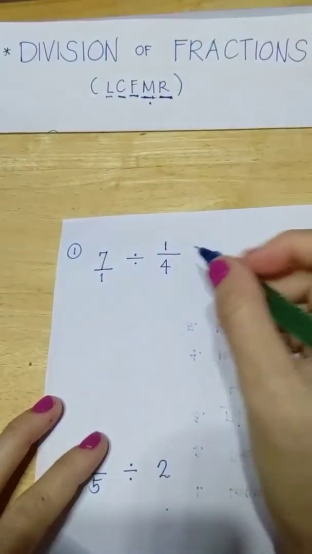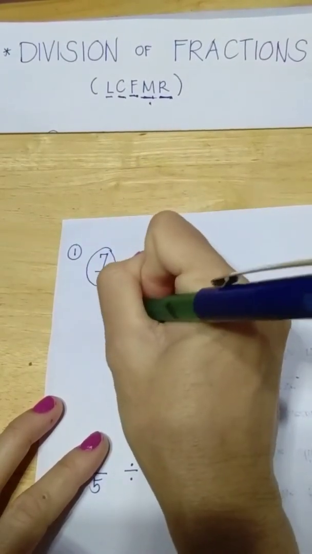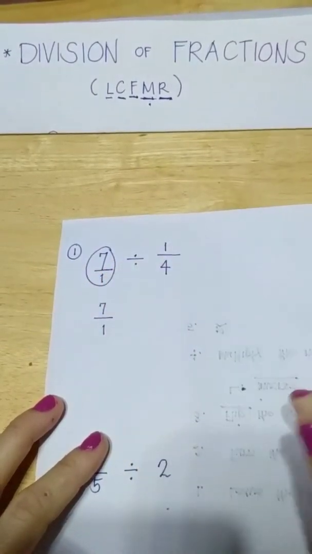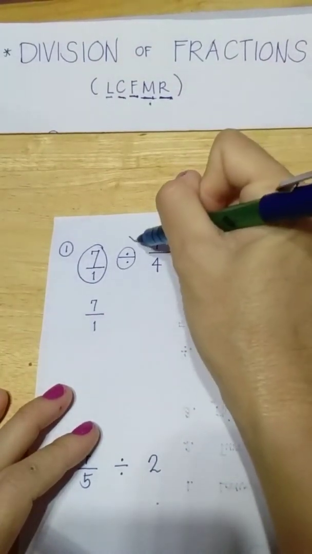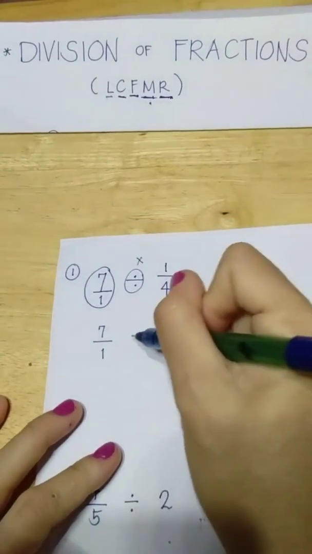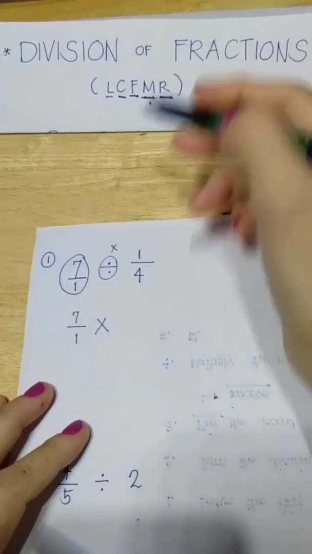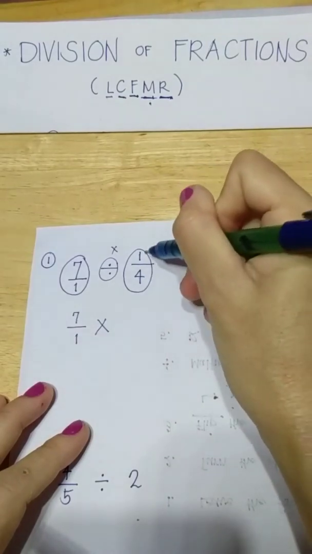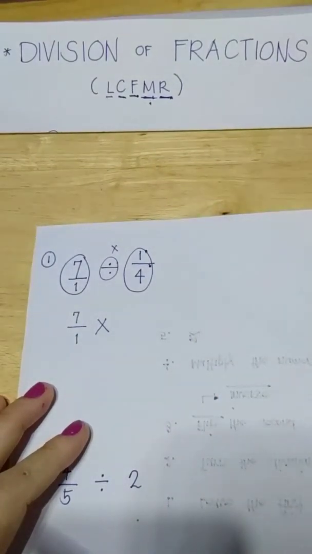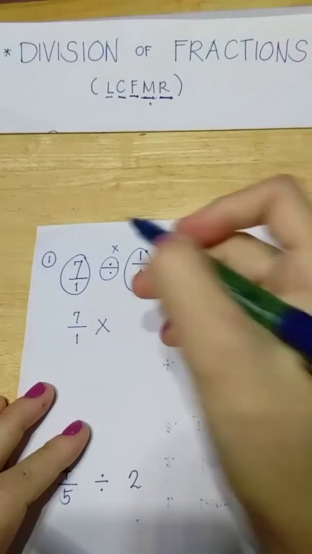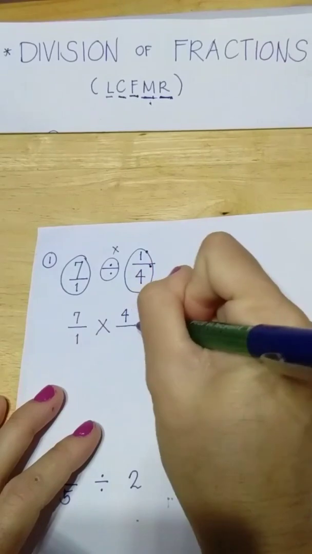So, the first step is to leave the first fraction as it is. So, we'll just copy that one, no? 7 over 1. Okay, next we have to change our division sign into a multiplication sign. So, ano na siya. Then, the third is to flip or to inverse or find the reciprocal of the second fraction, which is 1/4. In other words, balihon na nato, no? Ang numerator mahimong denominator, ang denominator mahimong numerator.